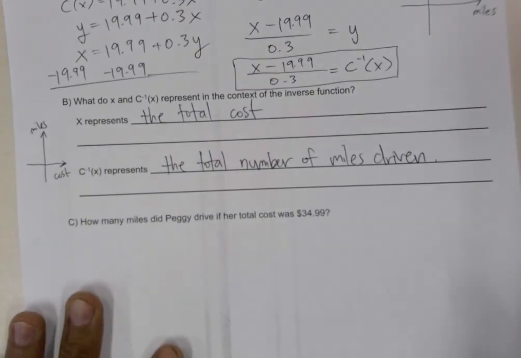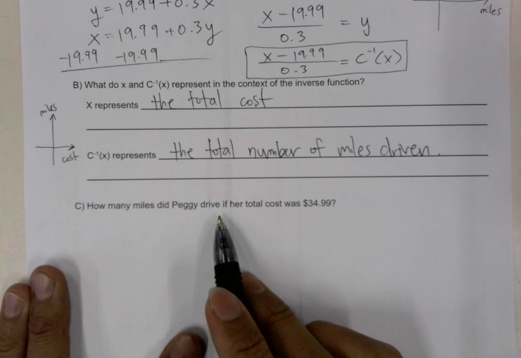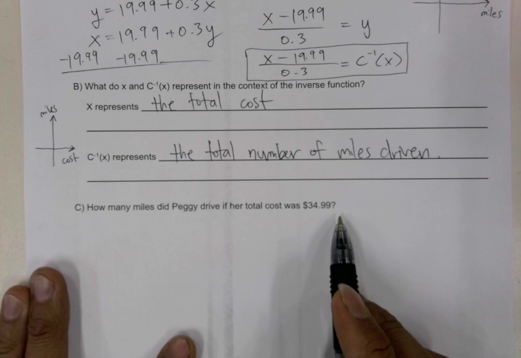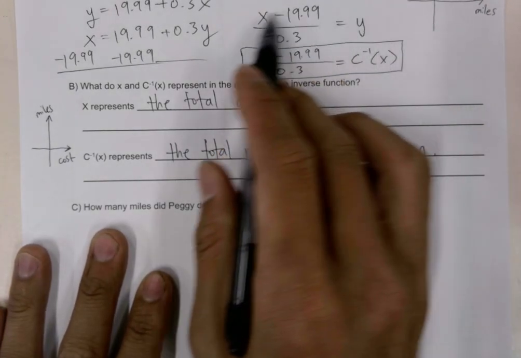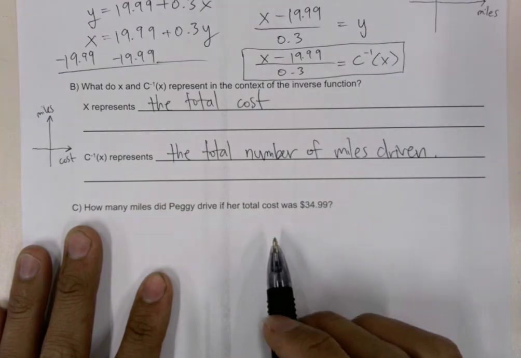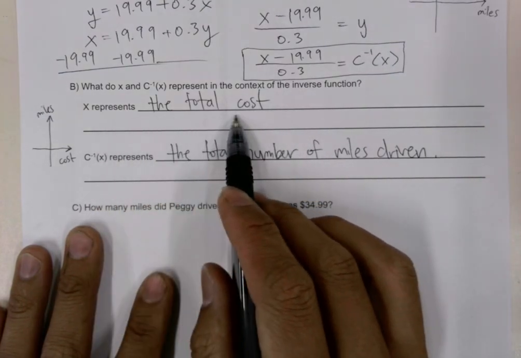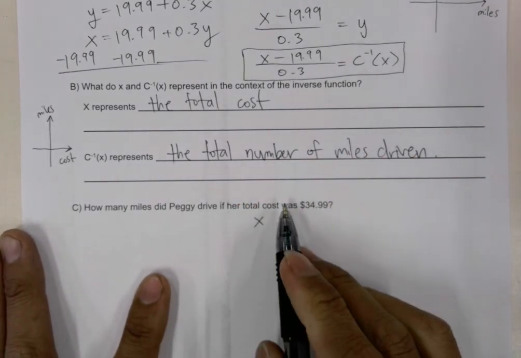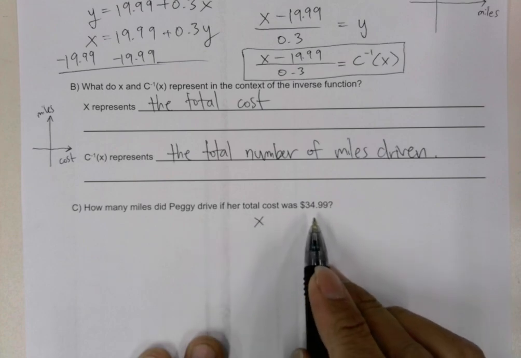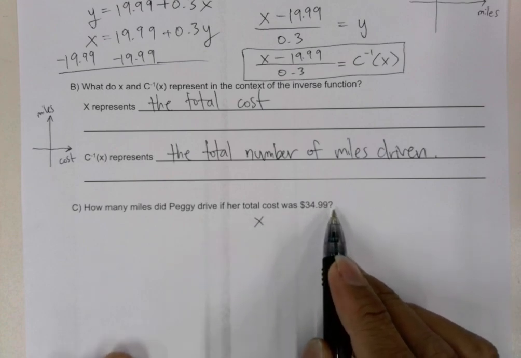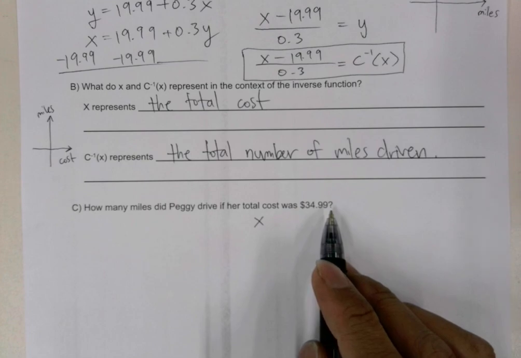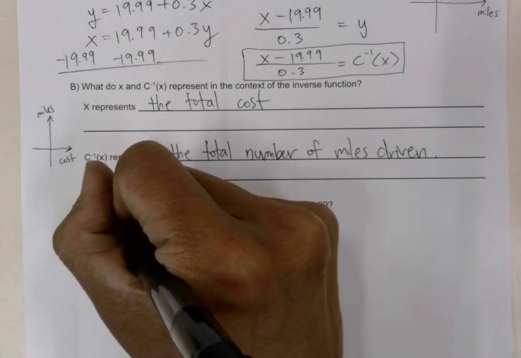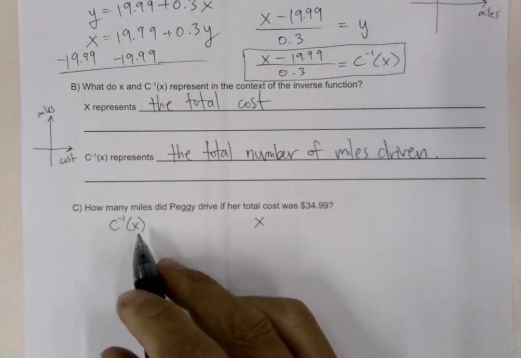Part C asks us, how many miles did Peggy drive if her total cost was $34.99? Well, let's go ahead and use our inverse function. x is our total cost. So in this case, our total cost is our x. And they're saying, what if our x is $34.99? What is going to be our total number of miles driven? This is our c, the inverse of c of x.